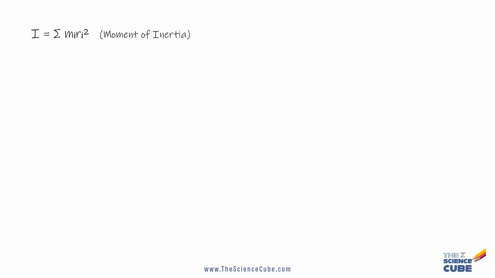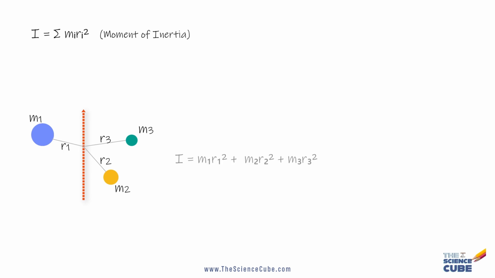As an example, if the rigid body has 3 particles only with masses m1, m2 and m3 at a distance r1, r2 and r3 about the axis of rotation, the I value would be m1 r1 square plus m2 r2 square plus m3 r3 square.